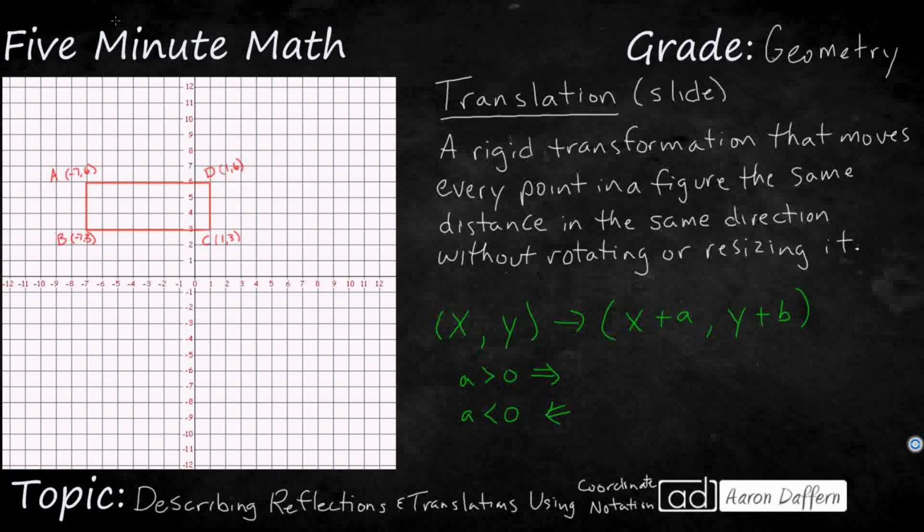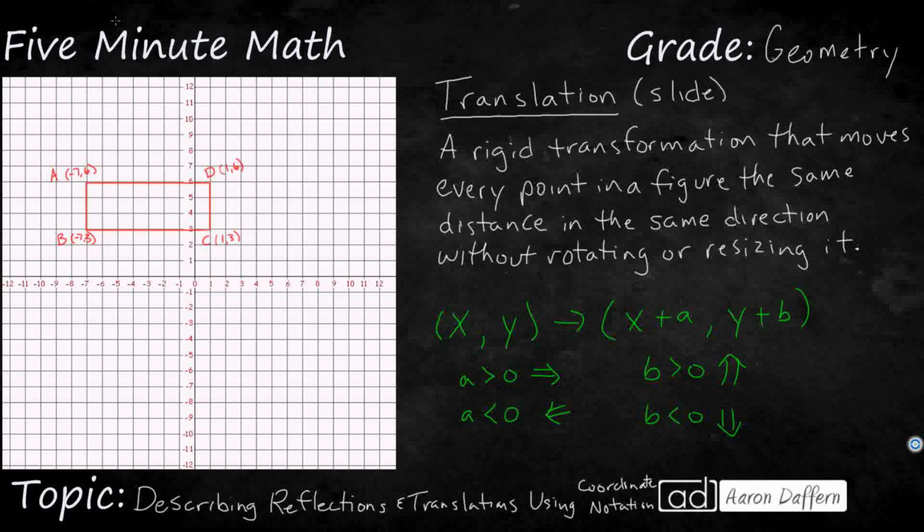The same thing happens with our b value, right? So if our b value is greater than 0, we end up sliding it up because we're going to increase the y value. Whereas if b is less than 0, we're going to end up sliding it down because we are decreasing the y value. Sometimes you just have an x value increase or decrease or a y value. Sometimes you end up getting both.